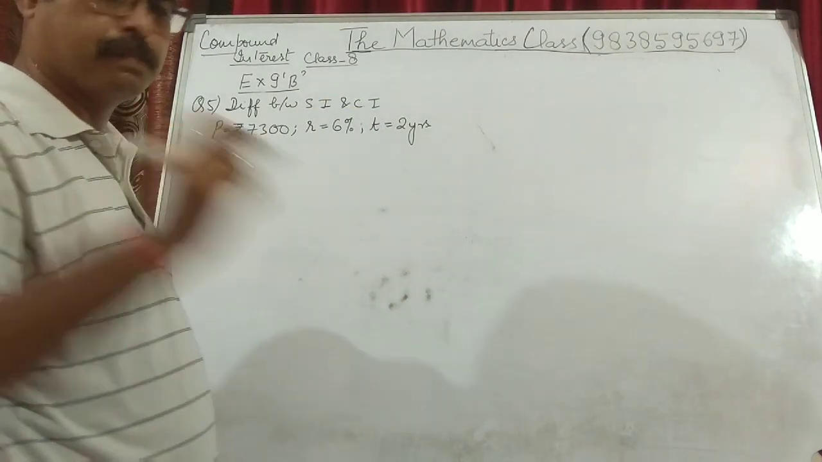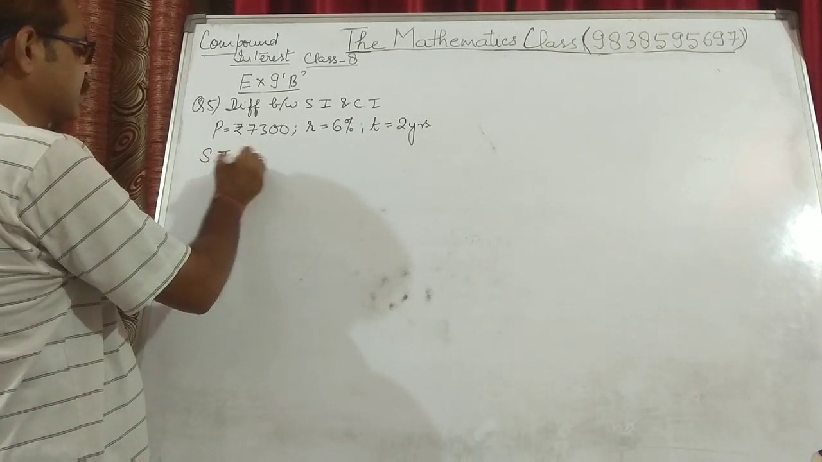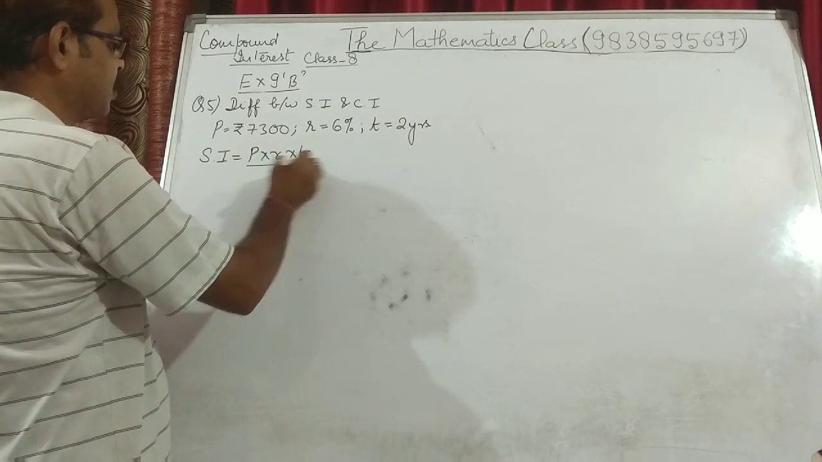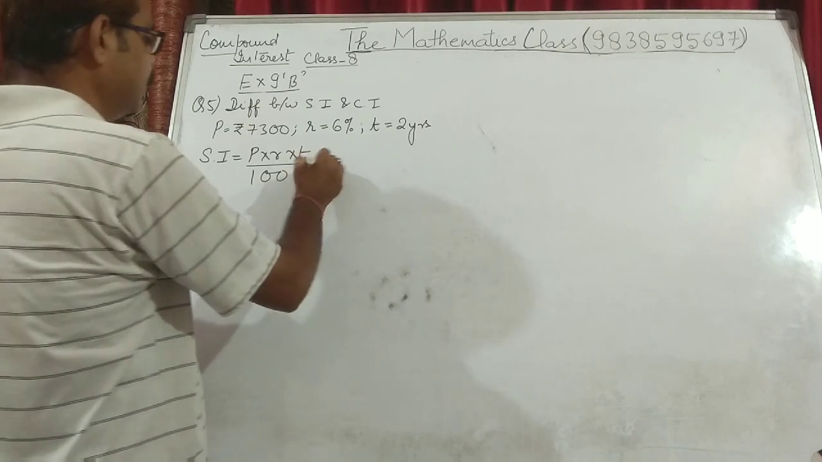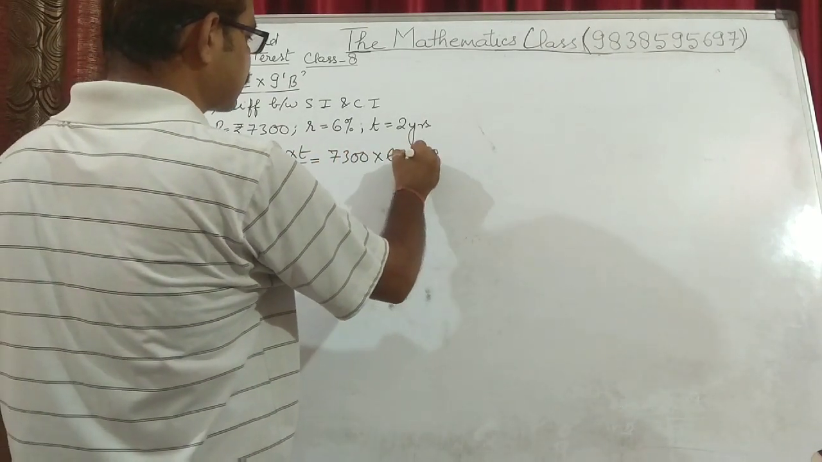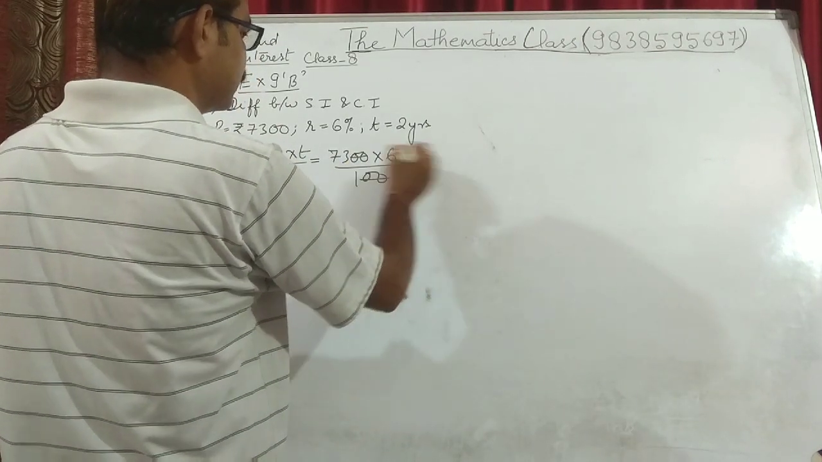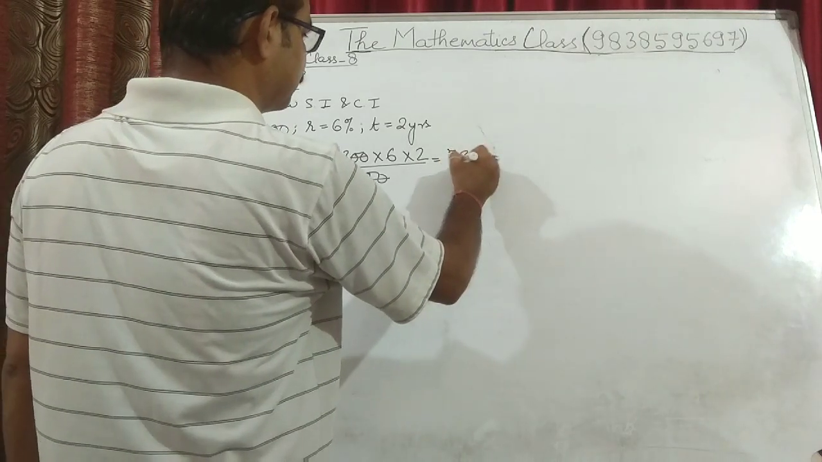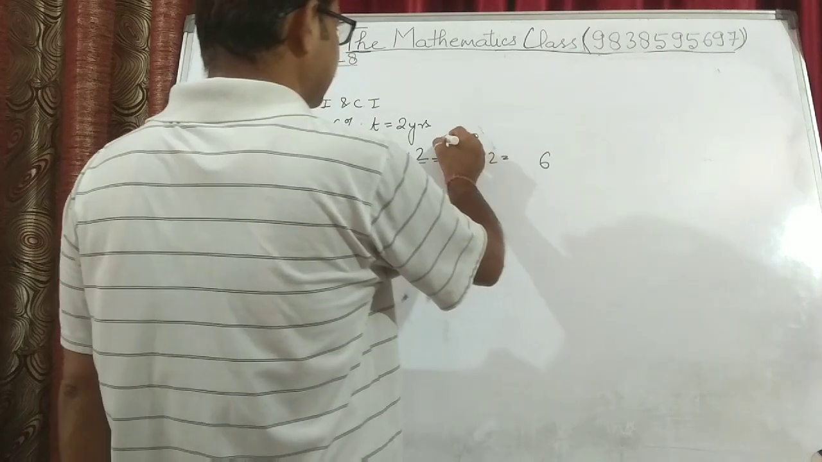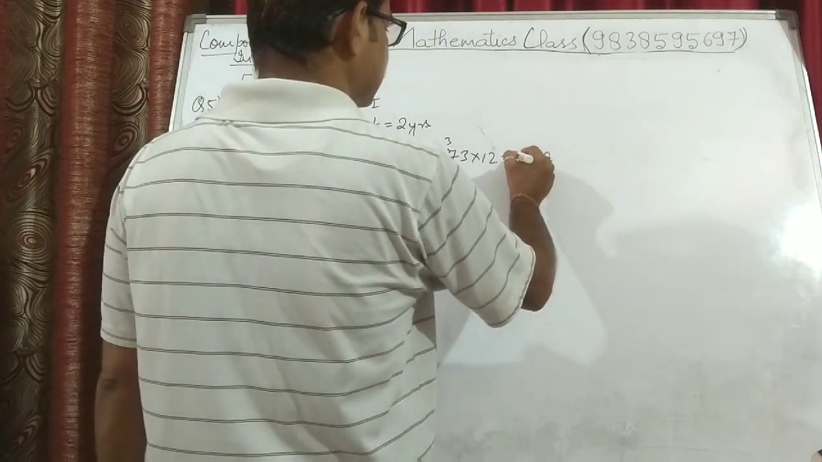So let's find simple interest first. We know that simple interest is P into R into T upon 100. That will be 7300 is P, rate is 6, time is 2 upon 100, 0 cancelled, 6 2s are 12, so 73 into 12. So 12 3s are 36, 3 carry, 12 7s are 84 and 87.